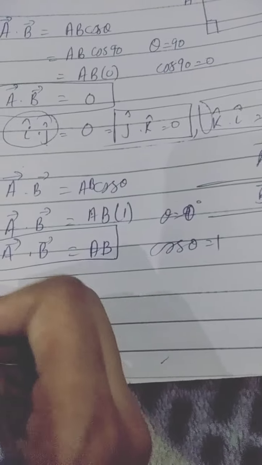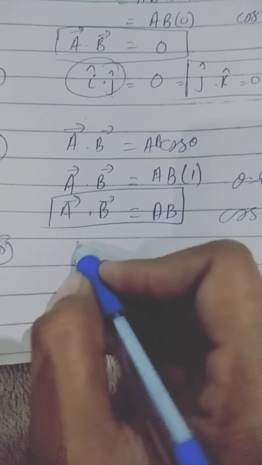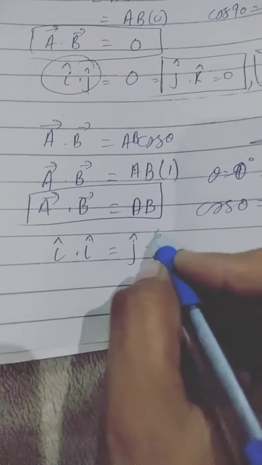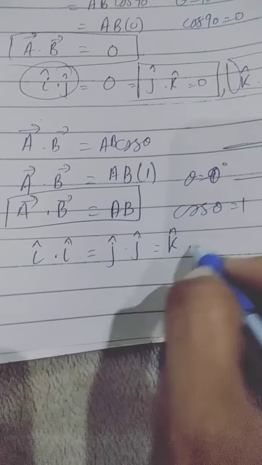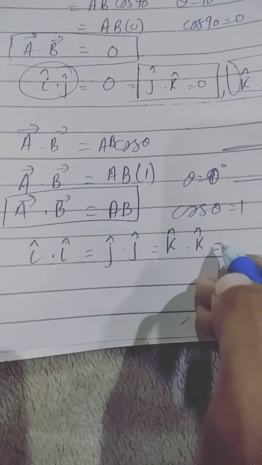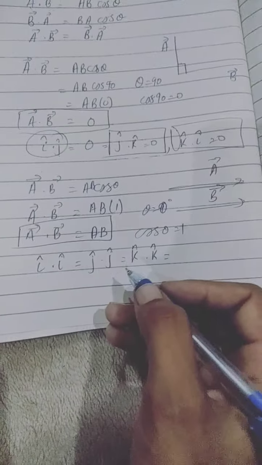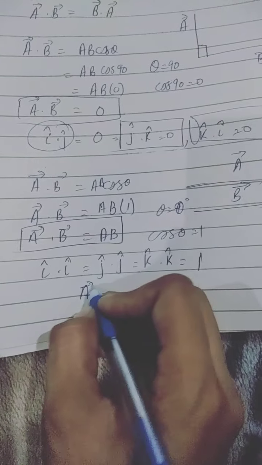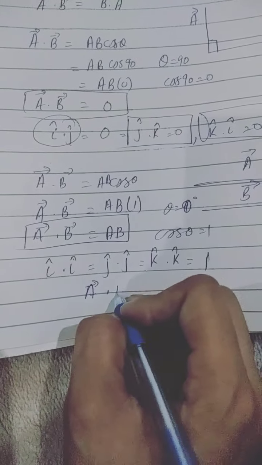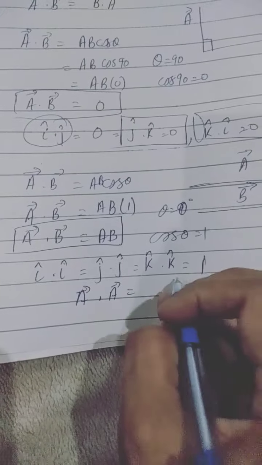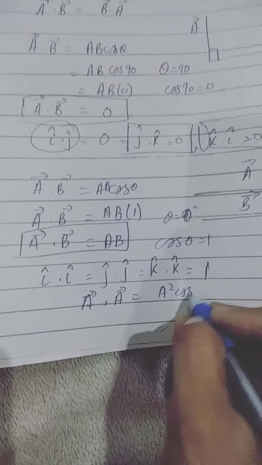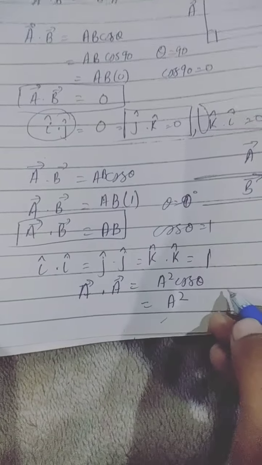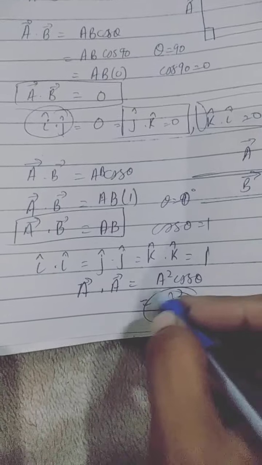If we discuss unit vectors here, I cap dot I cap is equal to J cap dot J cap, and K cap dot K cap, each equal to 1. So the scalar product or dot product of two similar vectors is equal to 1. If you get A dot A, you will write A square cos theta, and since these are parallel, you get A square.